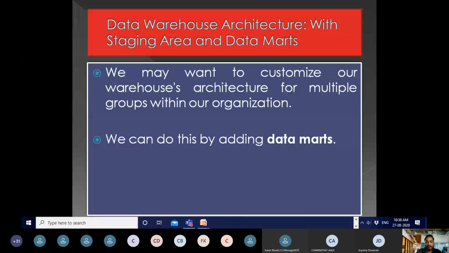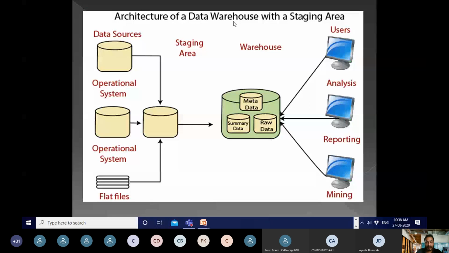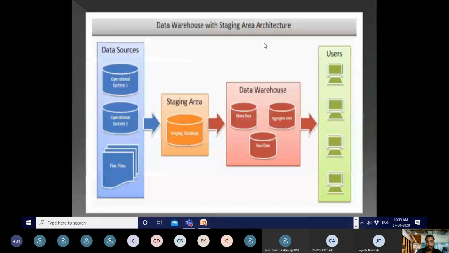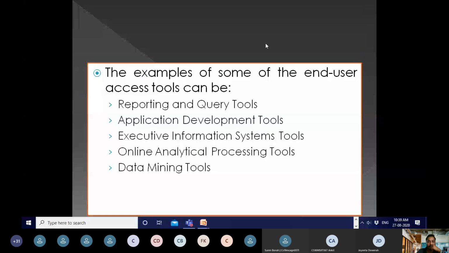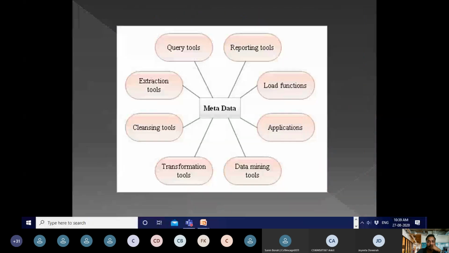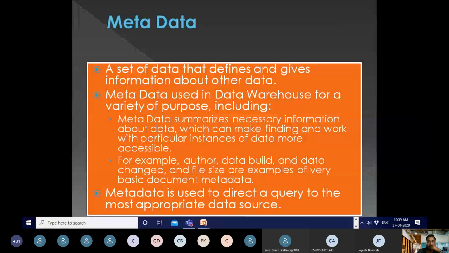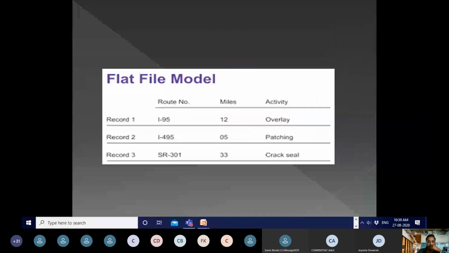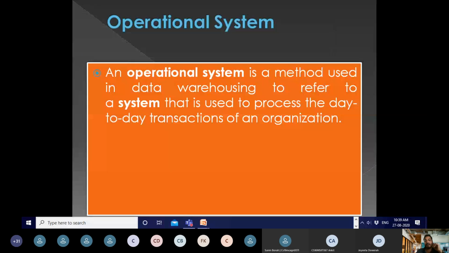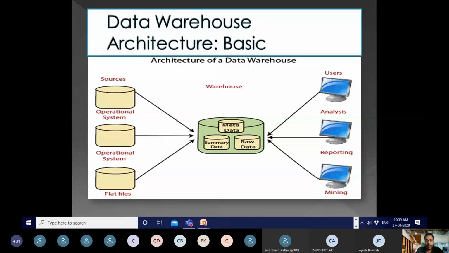Otherwise, what did we use earlier? The data architecture of a data warehouse with a staging area. Do you see a data mart anywhere here? Have you seen the data mart in this architecture? No, sir. No, this is the second type. Again, let me show you the first one. Now, this is the basic data warehouse architecture. Have you seen the data mart here? No, sir.